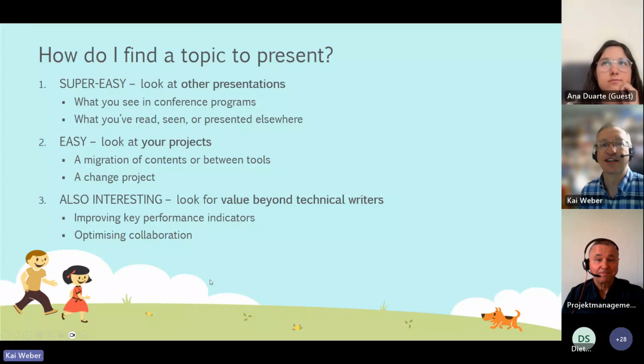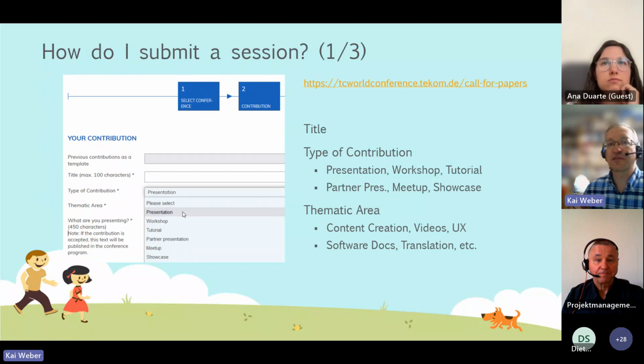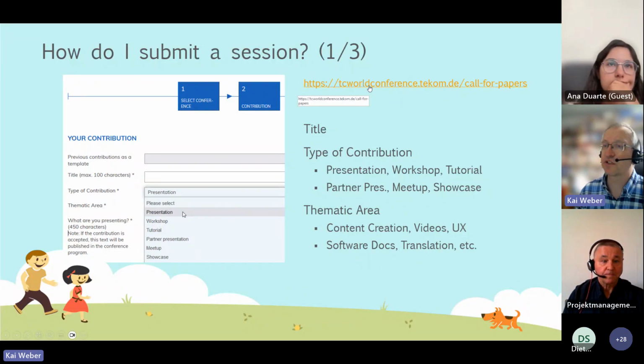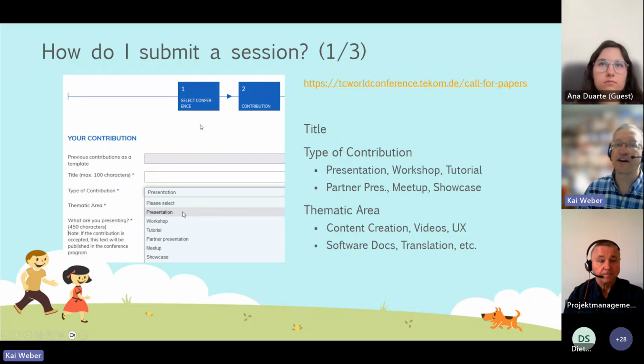All right. So how do you submit a session? There's a link up here, TC World Conference, tekom.de, call for papers. After a while, it doesn't lead directly to the screenshot I'm showing, but this is then where you submit the contribution.